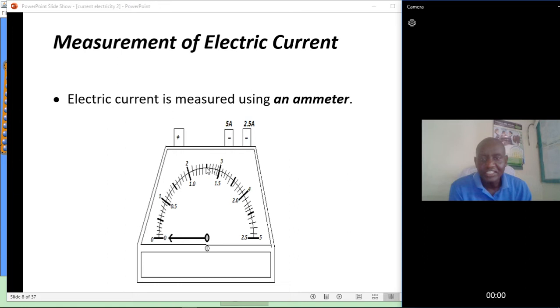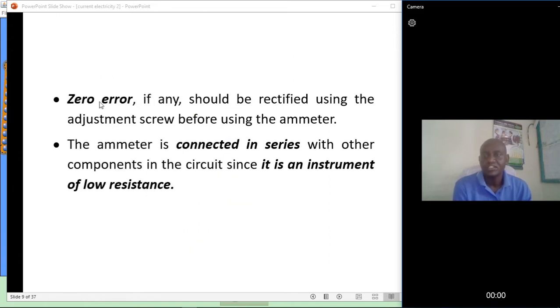But if you are using the inner scale, it will be 1.05, 1.1, 1.15, 1.2, 1.25. This one will be 1.25. The outer scale, it will be 2.5. I hope you understand how to use it. You always have a screw here for the purpose of adjusting the accuracy. We have said the zero error, if any, should be rectified using the adjustment screw before using the ammeter.